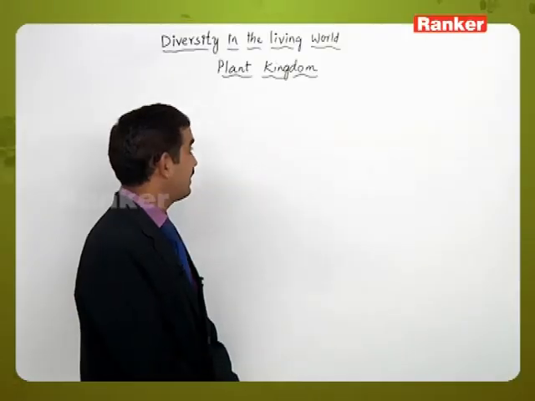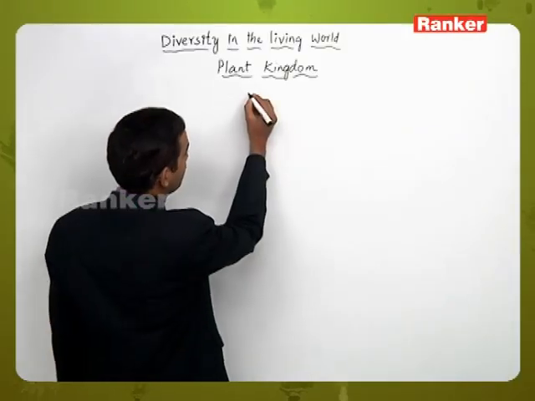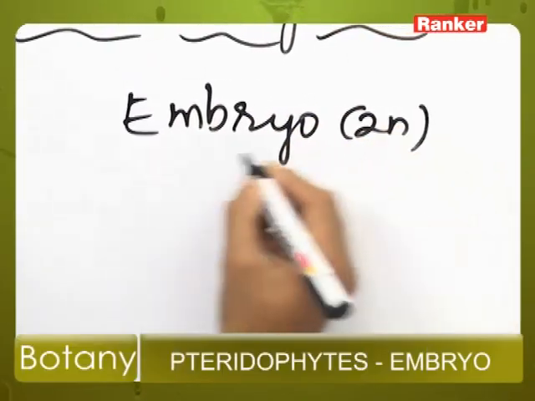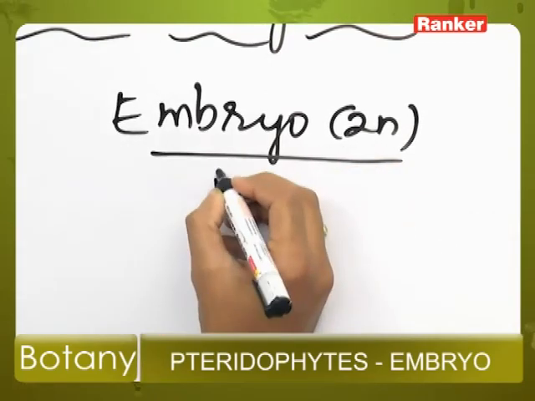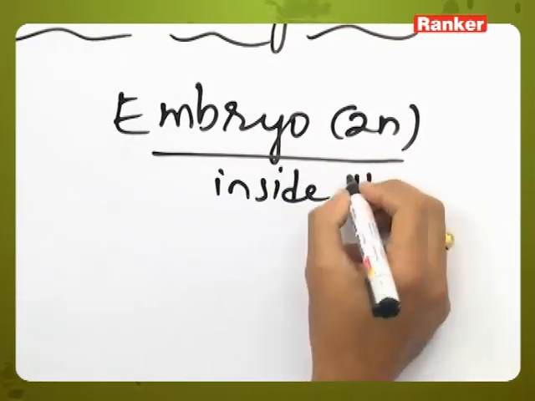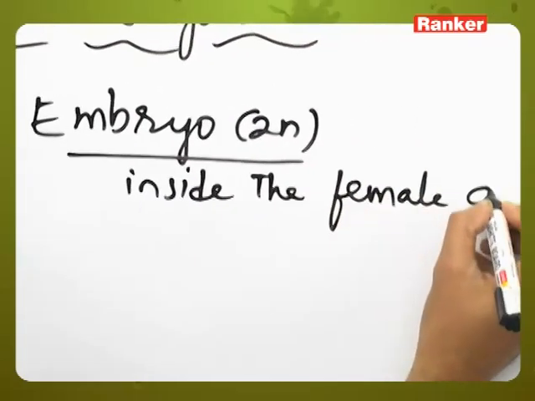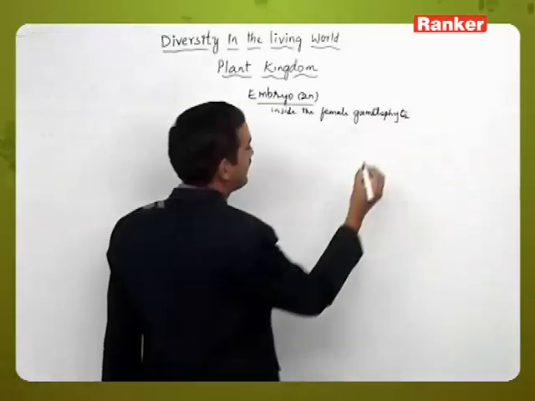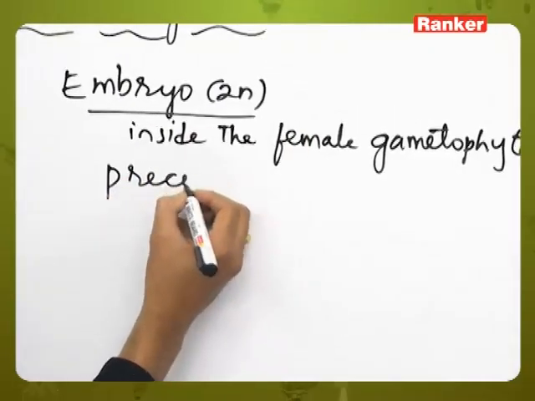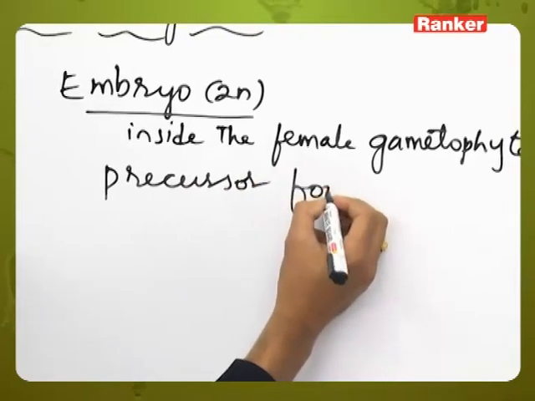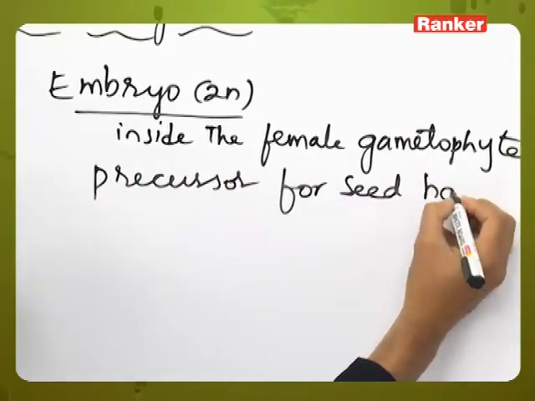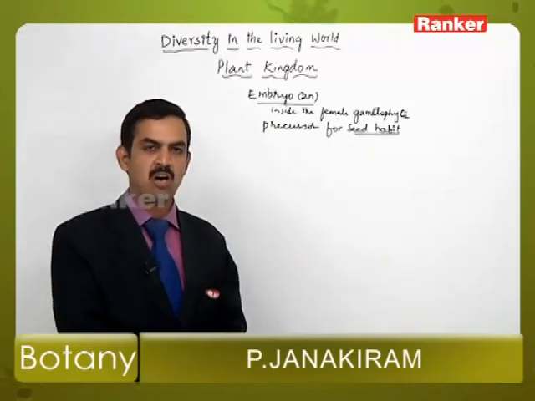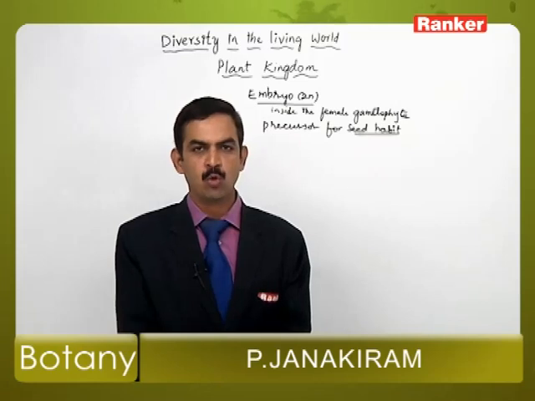So here in the pteridophytes, as we said, the embryo will develop from the zygote, and the embryo formation will occur inside the female gametophyte. So this character is the precursor for seed habit, or we can say it is a stepping stone for the seed habit, which is observed in the next group of organisms, that is the gymnosperm group of plants.